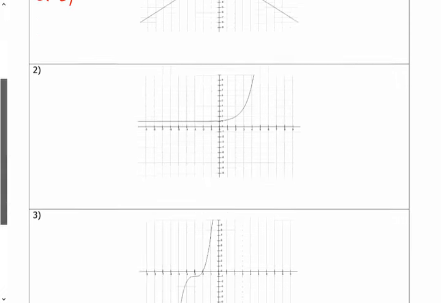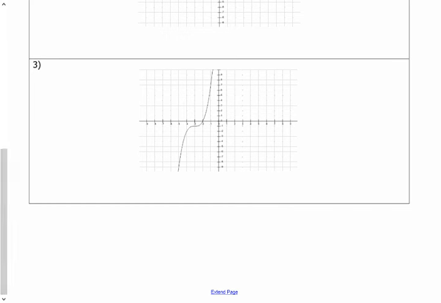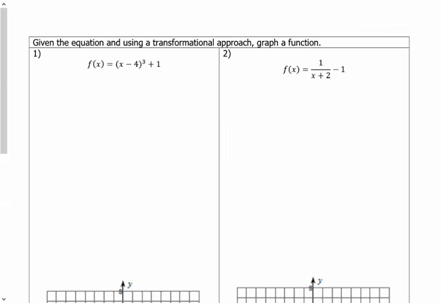In 2, this one's a little harder to see because exponential really started here at 1, 1. So it looks to me like this went up 1 over 1. There's my transformation. So it went right 1, up 1. And here's a cubic. So cubic would have started here at the origin and gone 3 left, 1 down. And that's really all we're after.